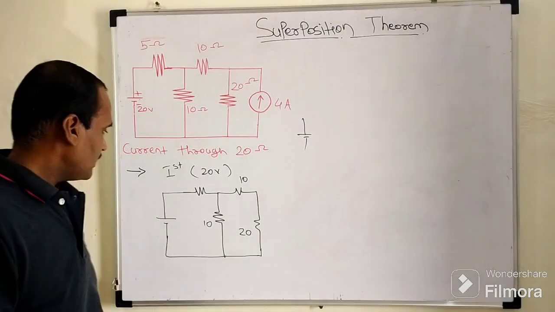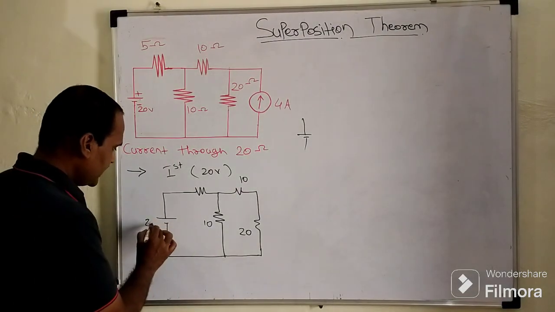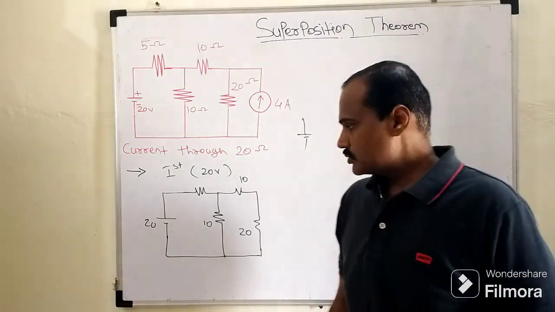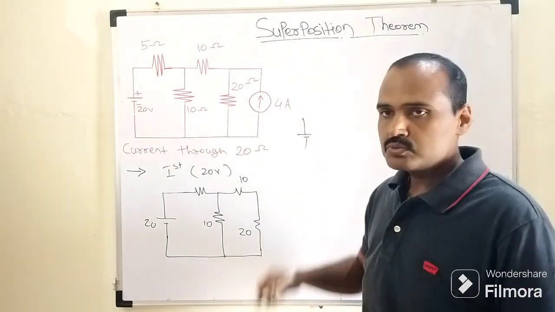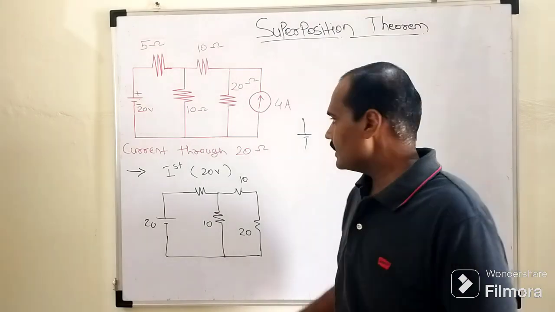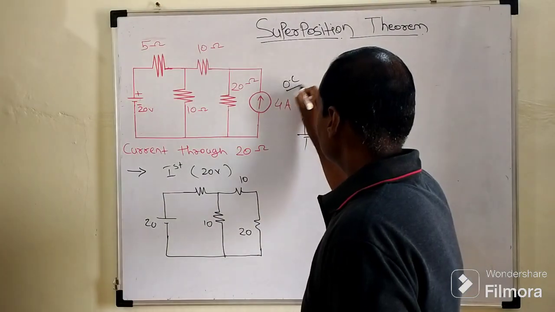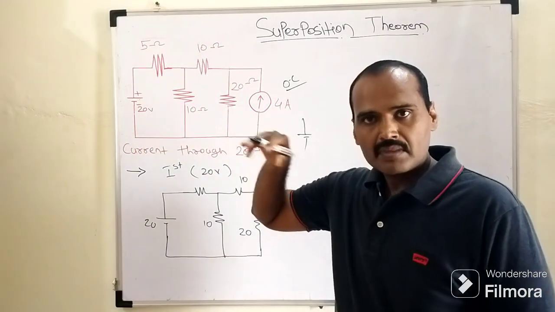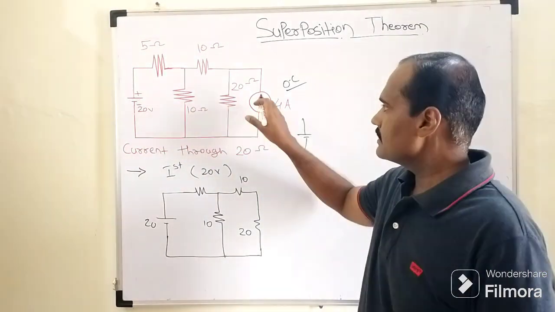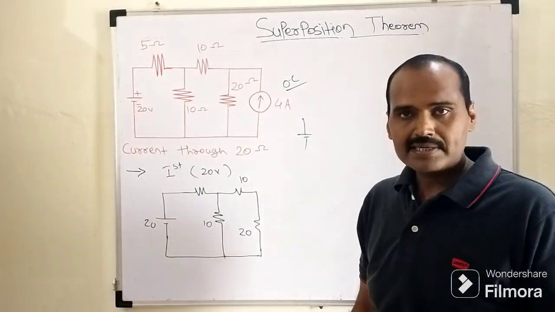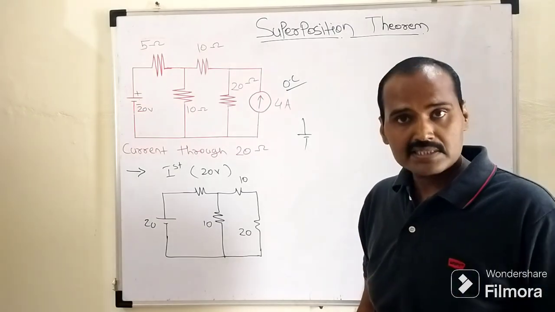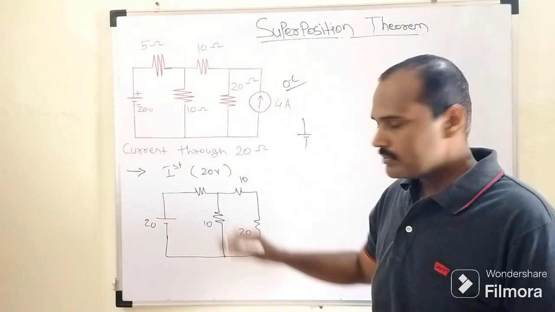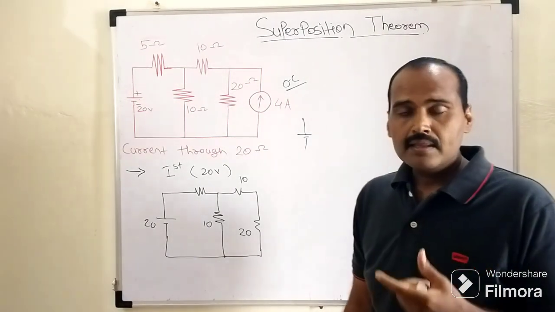Okay friends, so while considering this 20 volt battery, as there are two energy sources, this current source of 4 ampere can be treated as an open circuit element, right? While considering this voltage source, we need to consider this current source as an open circuit element. Means it has nothing to do with this given network now. Means virtually it is being removed. So this is how that circuit will look like, right?